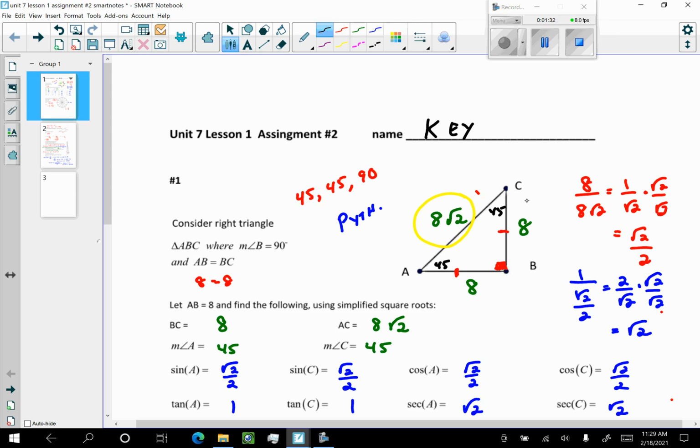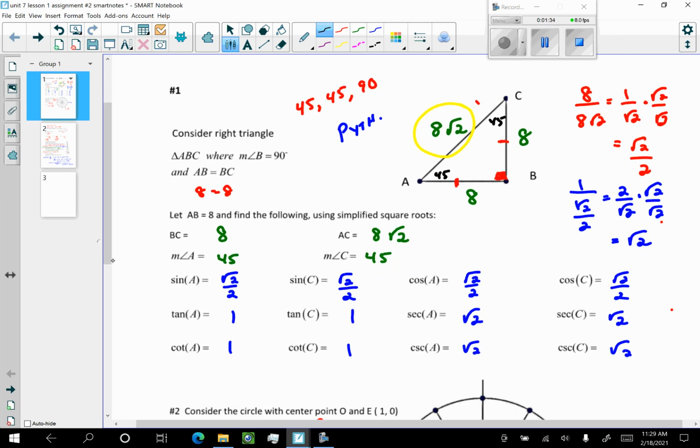Okay? And now I'm just going to use the geometric definition of the trigonometric ratios. What is the sine of A? Well, here's two simplified radicals. The sine of A is going to be 8 over 8 square root of 2, which is 1 over square root of 2. I'm going to multiply that by square root of 2 over 2, and this is going to be square root of 2 over 2. That's what the sine of A is.